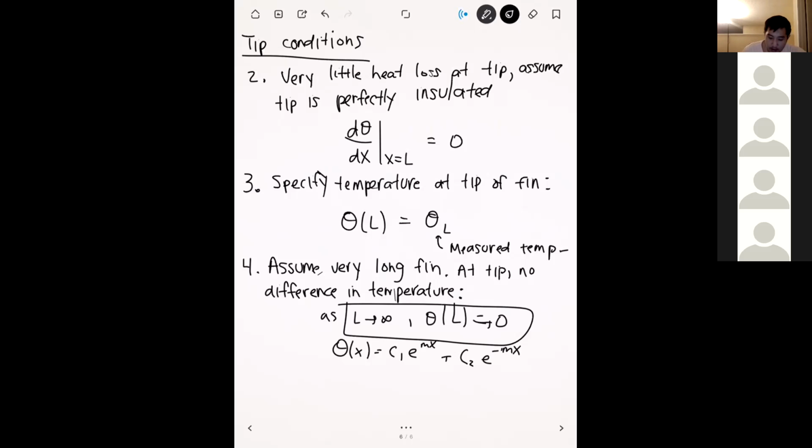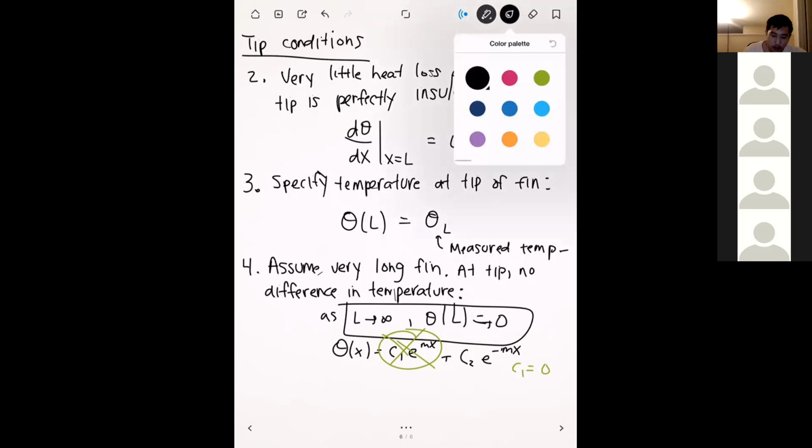then what that tells us is that this first term, which is a positive exponential, so we have e to some positive number, cannot exist. Because if that term existed, theta of infinity would be equal to C1 times e to the infinity, and e to the infinity is just going to be infinity. So there's no way for this term to exist. Just by this boundary condition, we can say that C1 is going to be equal to 0.